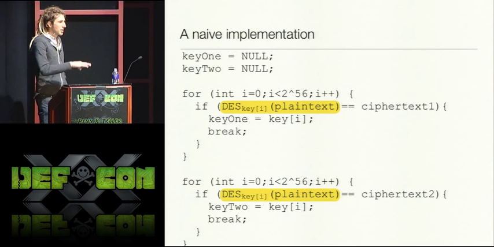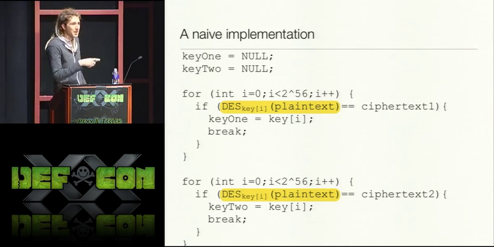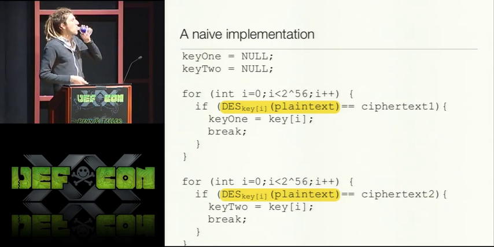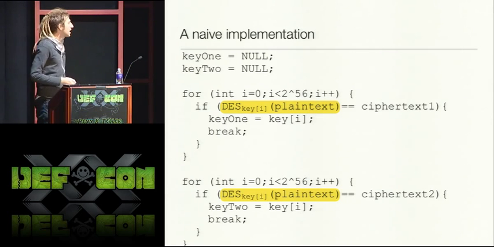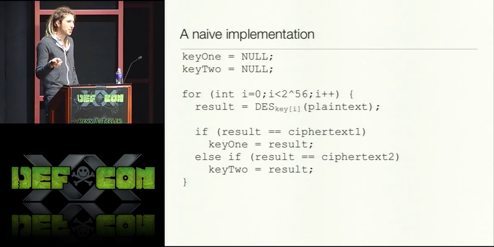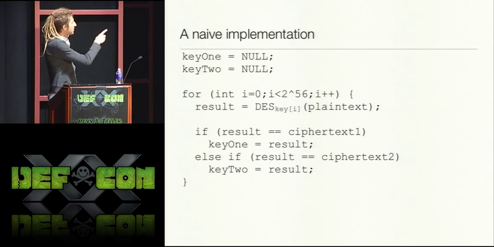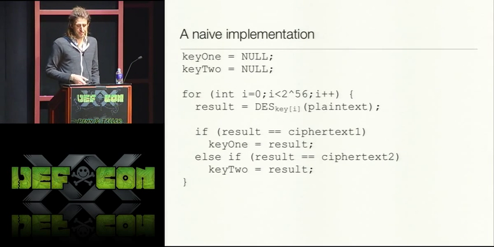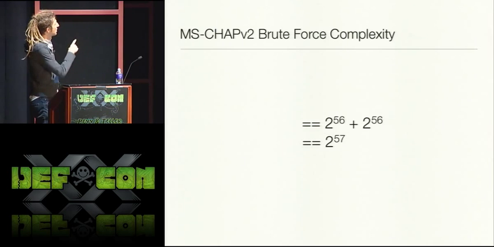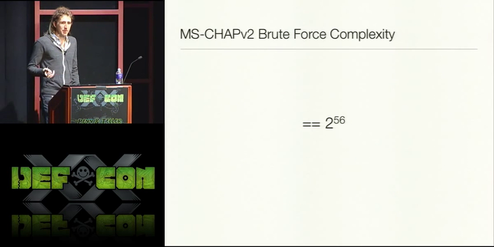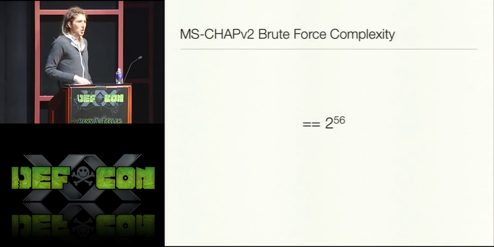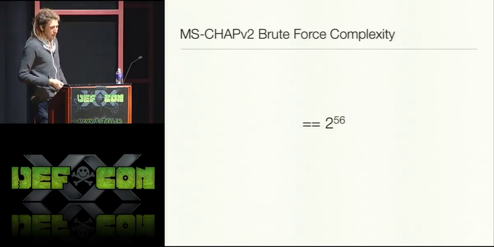Now, the expensive part of this whole brute force operation is these DES operations. That's what costs something and makes iterating through the key space expensive. But since it's the same plain text both times, you can actually reduce this into a single loop where you iterate through the key space once, do a DES operation for every key in the key space, and just do two compares. You compare the output of your DES operation with your first ciphertext and your second ciphertext. Effectively, reducing the total complexity here down to 2^56. So if we have an MS-CHAPv2 handshake, we can reduce the entire security of this handshake down to a single DES encryption.